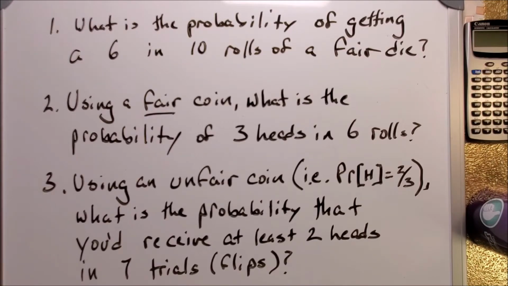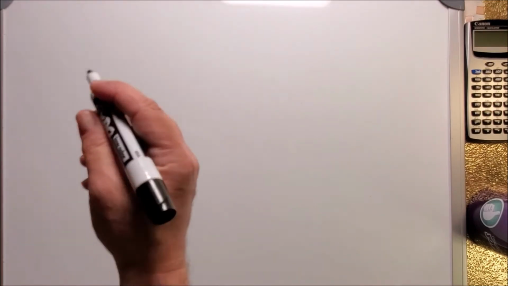So, third question. Using an unfair coin, probability of heads equaling 2/3, what's the probability that you'd receive at least 2 heads in 7 trials? That is 7 flips. So we're going to go ahead and explore those. I actually think I'm going to do the second question first because it's the simplest. Okay, so we're going to talk about the second question first.